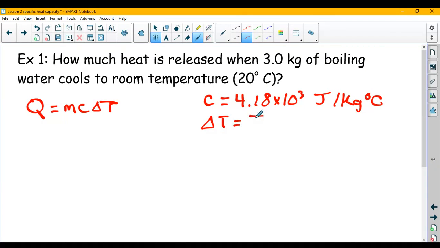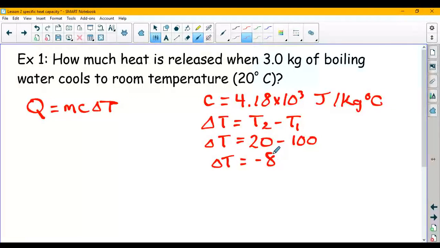My change in temperature is always my final temperature, T2, minus my initial temperature, T1. And in this case, T2, it cools to 20 degrees. And T1 is what it started off at, boiling. What temperature does water boil at? 100 degrees. That means my change in temperature is negative 80.